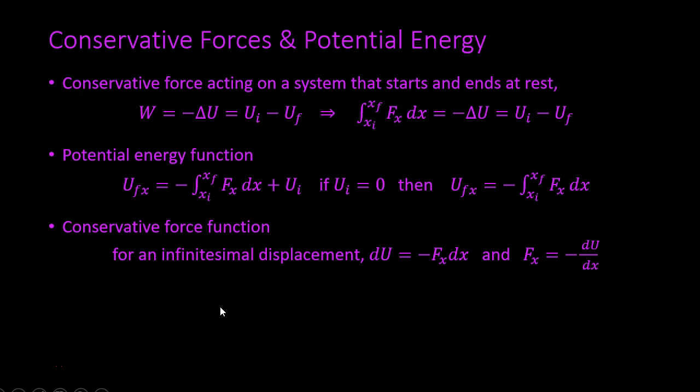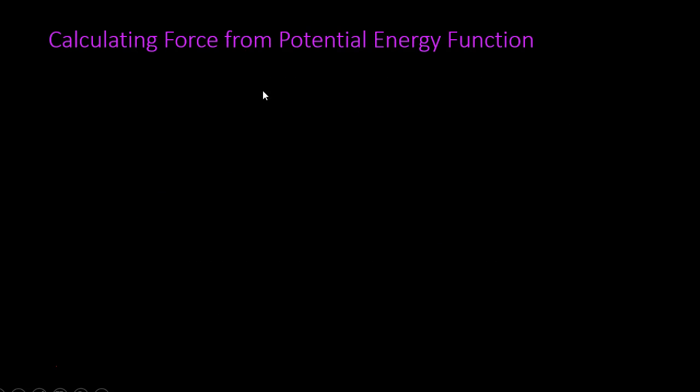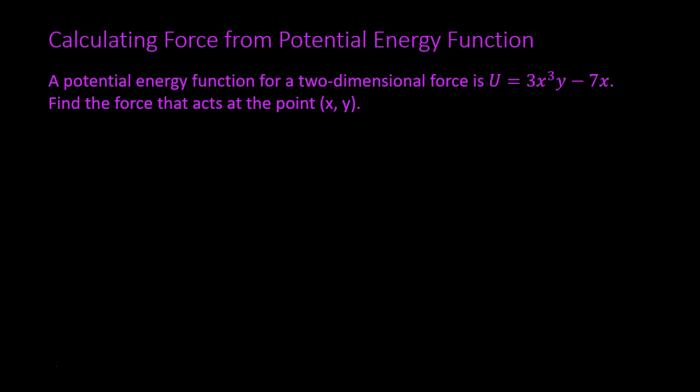Let's take a look at how we use this. We're going to calculate force from a potential energy function. So we have a potential energy function for a two-dimensional force, and it is u equals 3x cubed y minus 7x. So we want to find the force that acts at the point x, y. Because u is a function of both dimensions, that's why they call it a two-dimensional force. We have to look at each dimension separately.